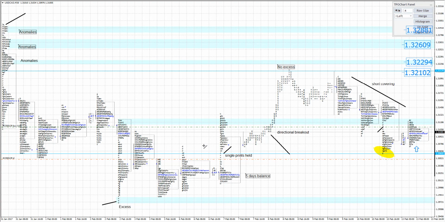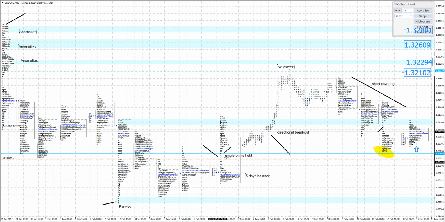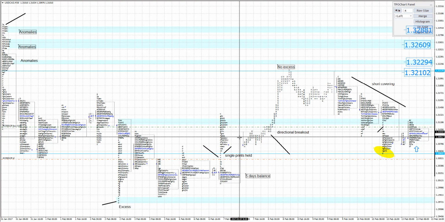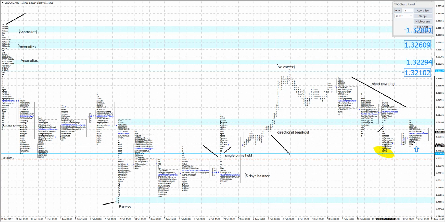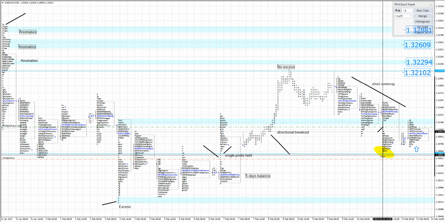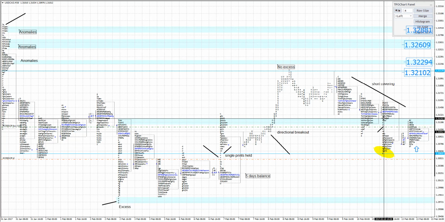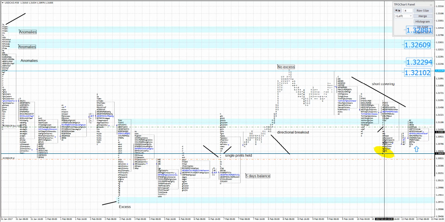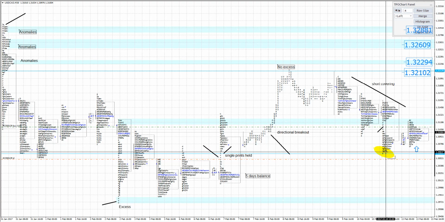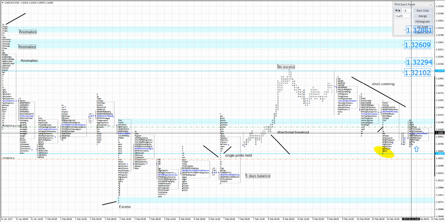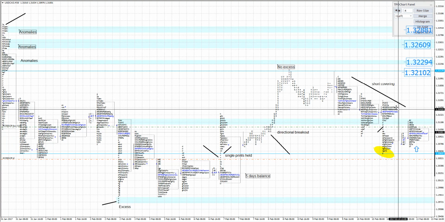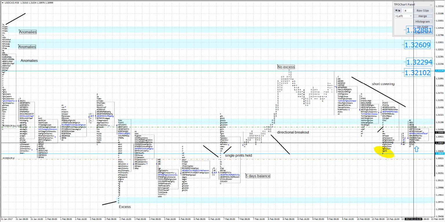Also pay attention to these single prints here. These single prints held pretty much successfully in the next 4 to 5 days. Price tried to test and take these C prints. That was on Friday last week, but it actually failed. It just tested the C single print once, and then finished here, and right now it's trading in Friday's balance zone.